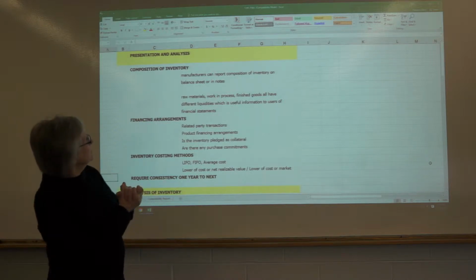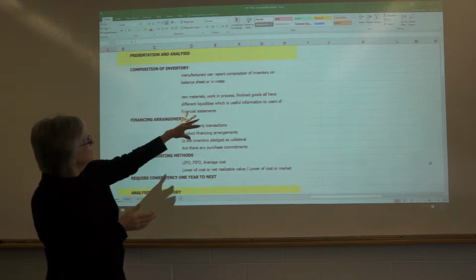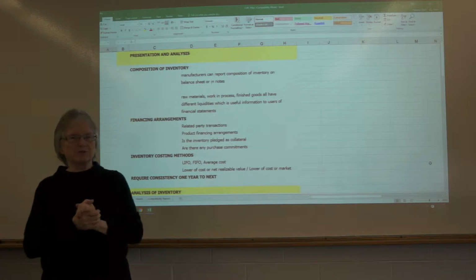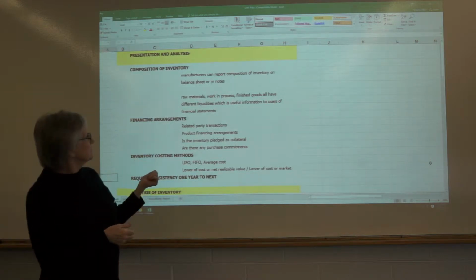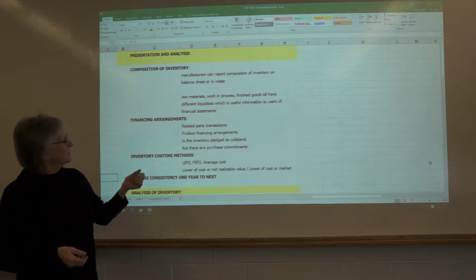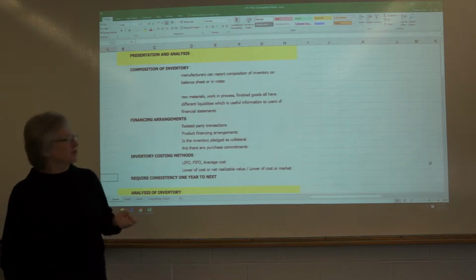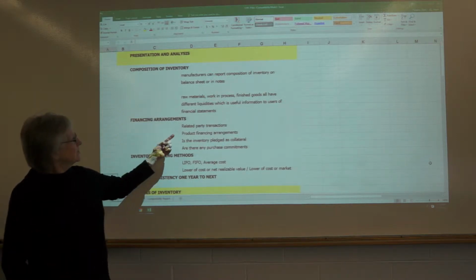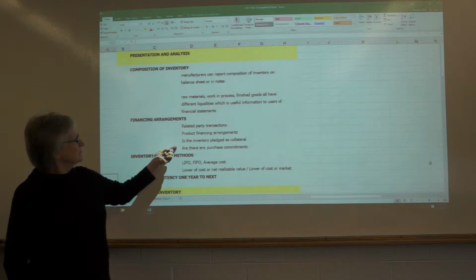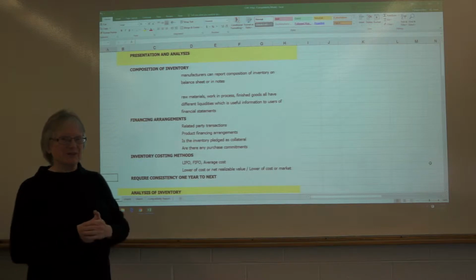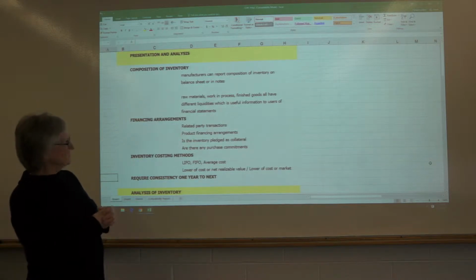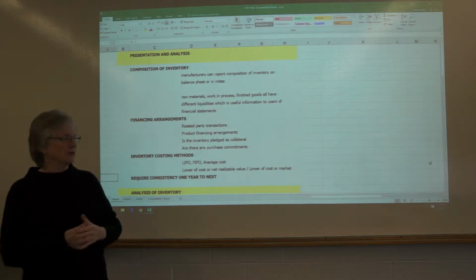So that would be useful information to your financial statement users. What's your inventory made up of? Are there any financing arrangements on it? You always have to disclose related party transactions regarding anything. Any product financing arrangements? Is it pledged as collateral? And purchase commitments. We know how much trouble you can get into with those. Actually, they're a good thing if they work out.